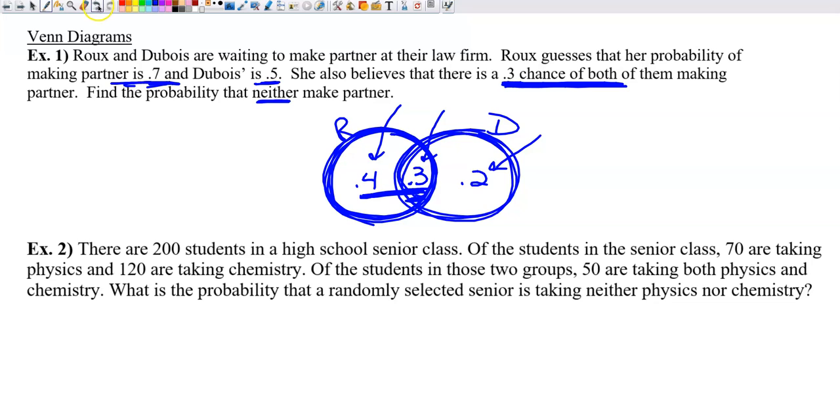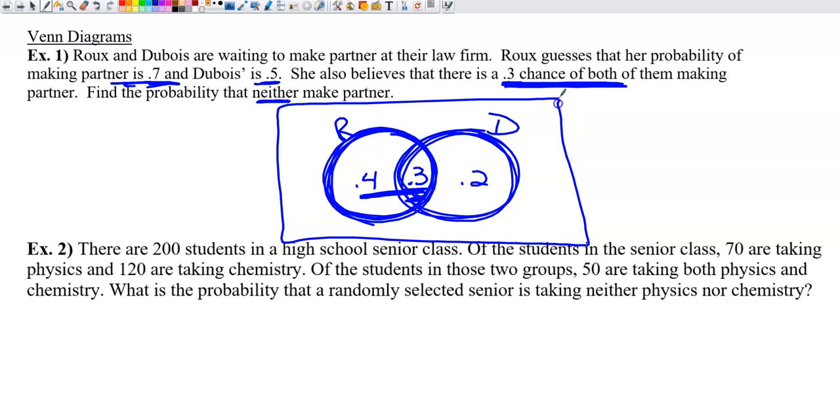Well, wait a second. Worth, you told me all of these have to add up to 1. I'm missing something. Well, not everything has to be in that Venn diagram. What the heck is that 0.1? That's going to be the probability that neither of them make partner. And again, I got 0.1 by doing 0.4 plus 0.3 plus 0.2, which is 0.9. 1 minus 0.9. That's the only other thing that could happen, and that does have a chance of happening, which is in fact what they were looking for. So a 10% chance that neither make partner.